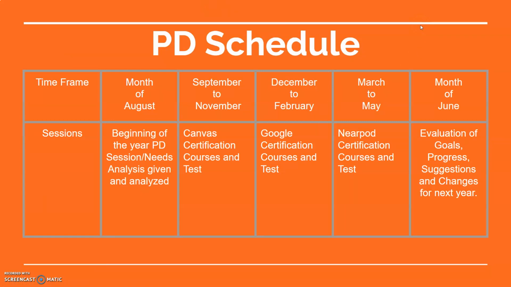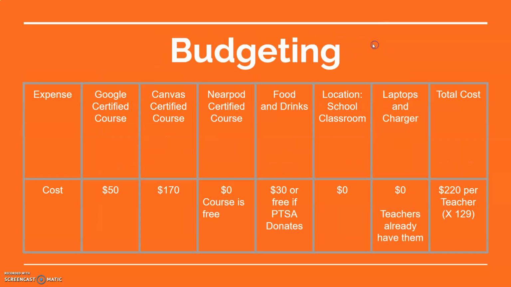For the schedule, at the beginning of the year, we conducted the needs analysis. So throughout the rest of the year, for about a 3-month span, we'll be focusing on Canvas, Google, and Nearpod, and helping teachers get certified in each. By the time we reach our month of June or the end of the school year, we will evaluate whether these goals were met, as well as what to do going forward. Budget-wise, altogether it'll cost about $220 per teacher. This can be a bit costly, but seeing the results that we hope to get, we see this money well invested.